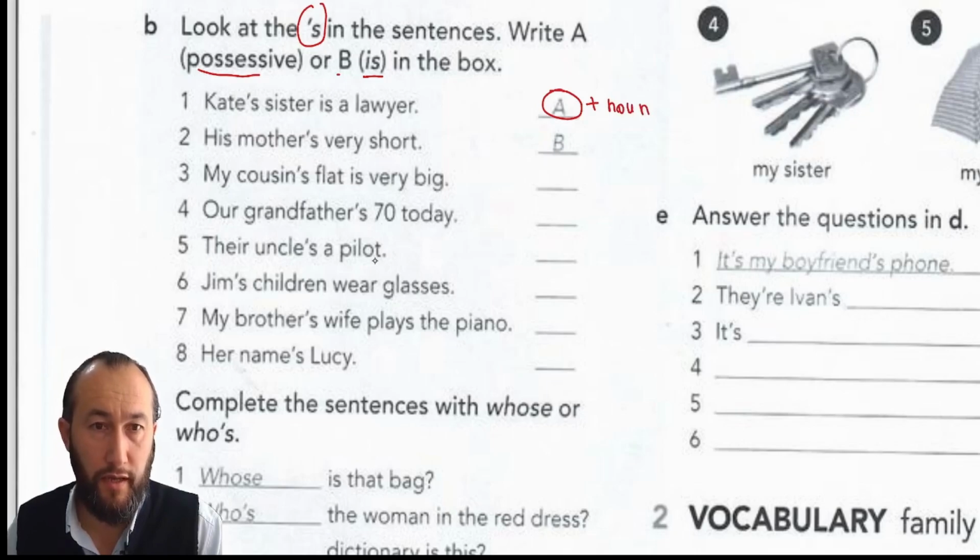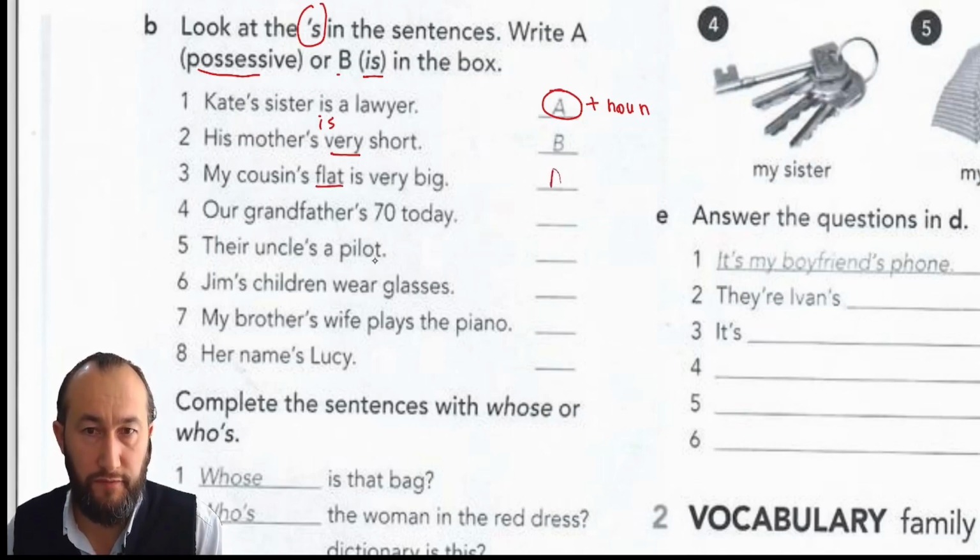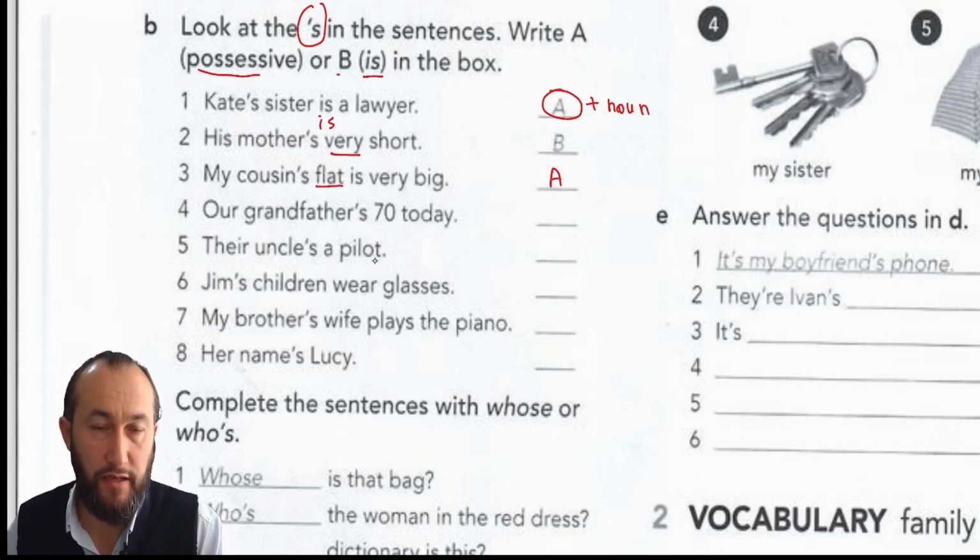Now we should check that. His mother's very short. Very is not a noun, so that is 'is'. So B will be the answer. My cousin's flat. Flat is a noun, so that is possessive, the flat of my cousin. Our grandfather's 70. 70 is not a noun, so we're going to put B here. Their uncle's a pilot. This is an article, so that is 'is'. We don't have a noun. To make possessive, we should have a noun, guys.